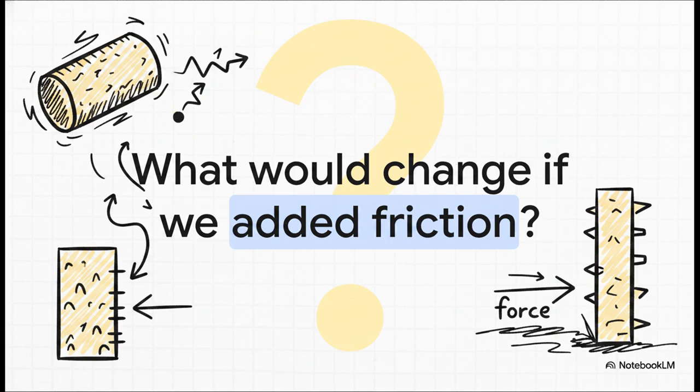And that's really all there is to it. We took a problem that looked really intimidating, and by following a simple plan, we turned it into something totally intuitive. Now, for a little extra credit, think about this. Our whole analysis depended on that word smooth. What do you think would change if we added friction to the cylinder wall? How would that mess things up?